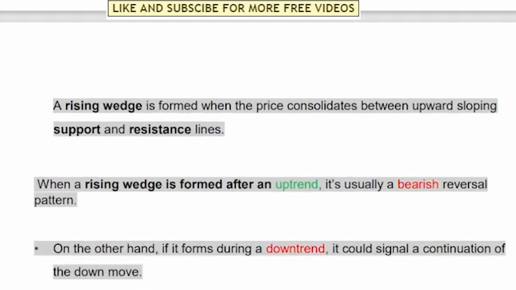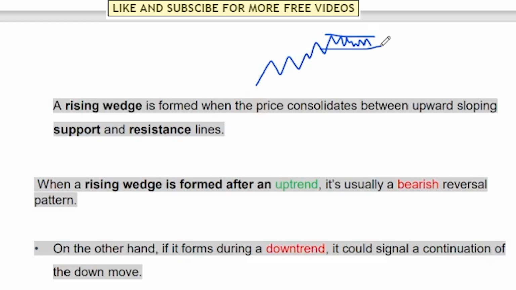A rising wedge is formed when the price consolidates. Remember, when we are talking about chart patterns, it means that the market is moving, and if the market is moving up, when we start forming some kind of chart pattern, it means that we are consolidating. Whatever kind of chart pattern, it means that at that time the market paused or is taking some rest to either continue in the same direction or to change direction. So at this time we are going to be consolidating between support and resistance lines.